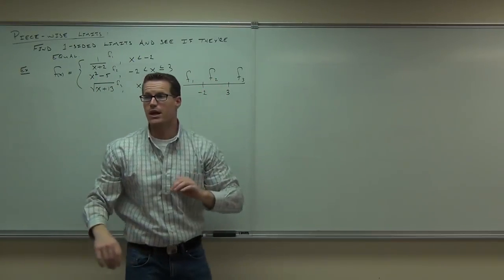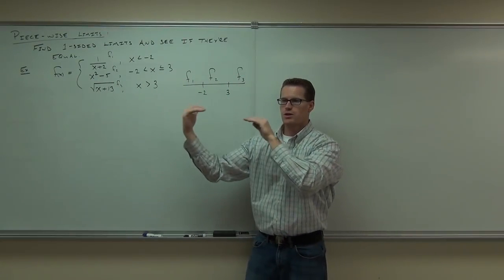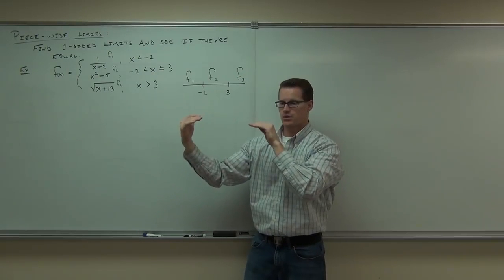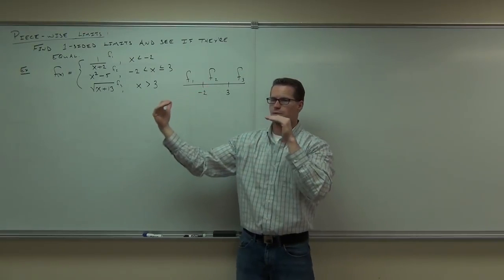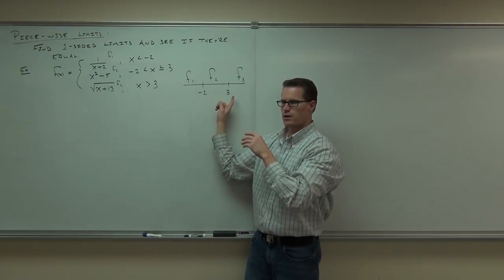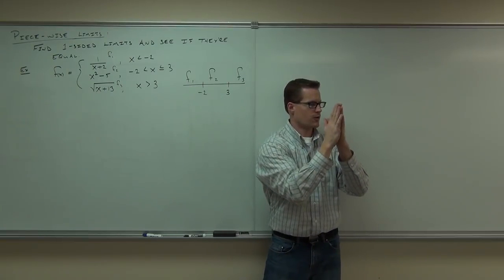How about around 3? We want x to approach 3. What function are we going to use as we approach 3 from the left? Function 2. Function 2, that's right. That's in this interval. How about from the right? Function 3. We're not using function 1 over here, are we? We're not using function 3 over here. We're just looking around that number, at what functions we have.